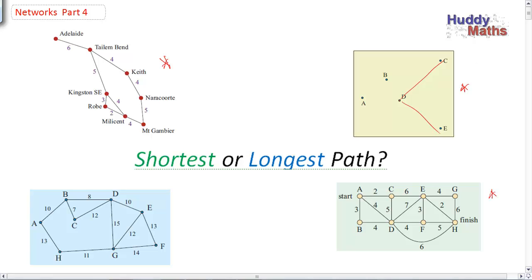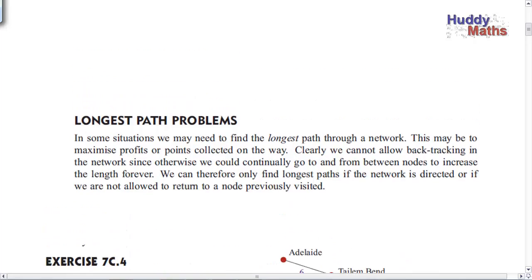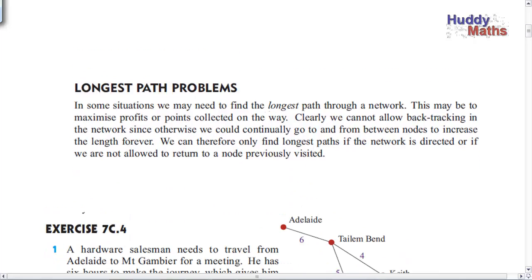Usually, I suppose it's the shortest path to get from the start to the finish of something. But there are other practical situations. So let's have a look now at all of these. So let's have a look at longest path problems here. Sometimes we need the longest path through a network. This may be to maximise profits or points collected on the way.